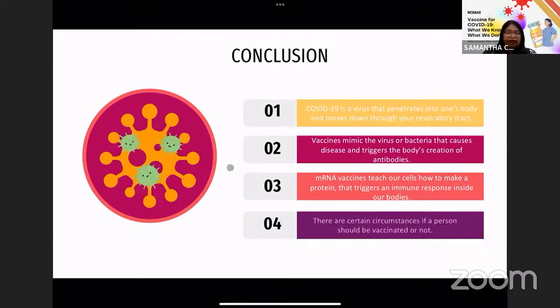Third point we have is that mRNA vaccines teach our cells how to make a protein or even just a piece of protein. This protein would then trigger our immune response inside our bodies. This immune response would then produce antibodies that protect us from getting infected. And lastly, there are certain circumstances in which a person should or should not be vaccinated, just like what we have stated earlier.